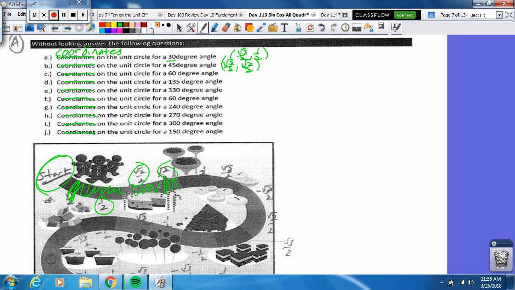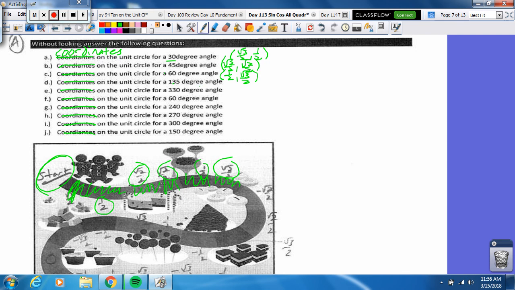Moving right along. Okay, how about 60-degree reference angle? Or no, just a 60-degree angle, not a reference angle. 1/2, radical 3 over 2. Cool. Moving along. Okay, 135-degree angle.